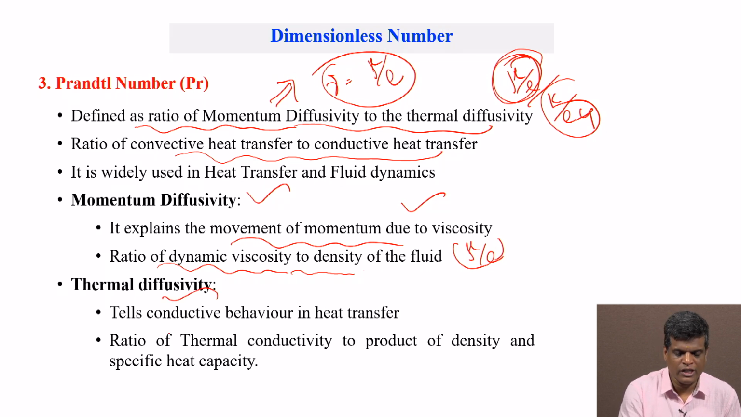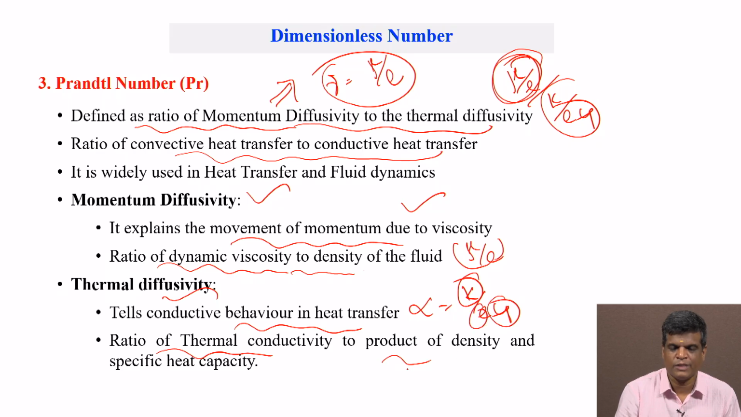The thermal diffusivity we are discussing is alpha equal to k by rho Cp. It describes the behavior of heat transfer. We will definitely use thermal diffusivity in heat transfer. So, the ratio of thermal conductivity to the product of density and specific heat capacity, that we call the thermal diffusivity.